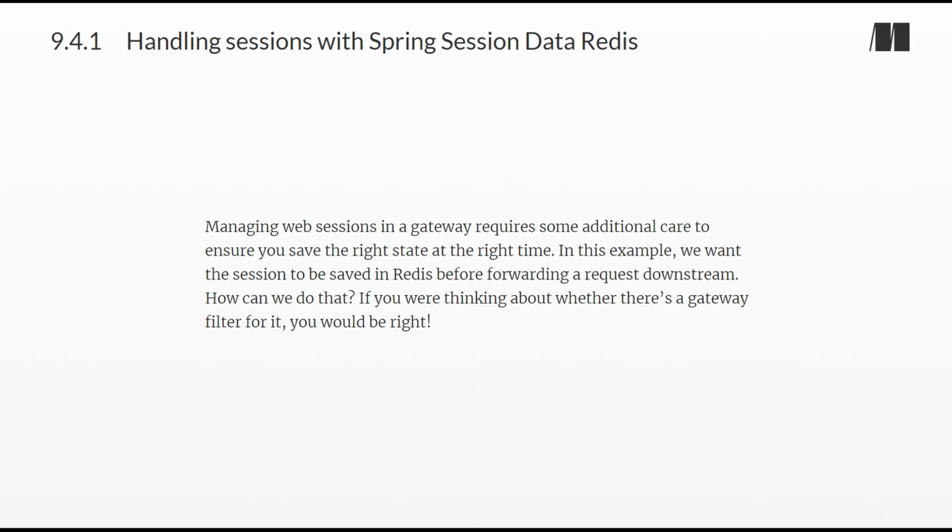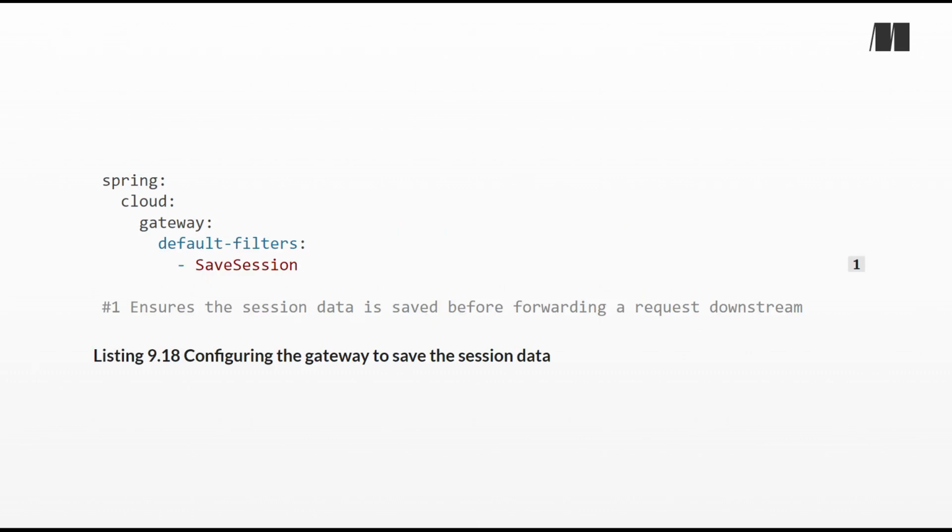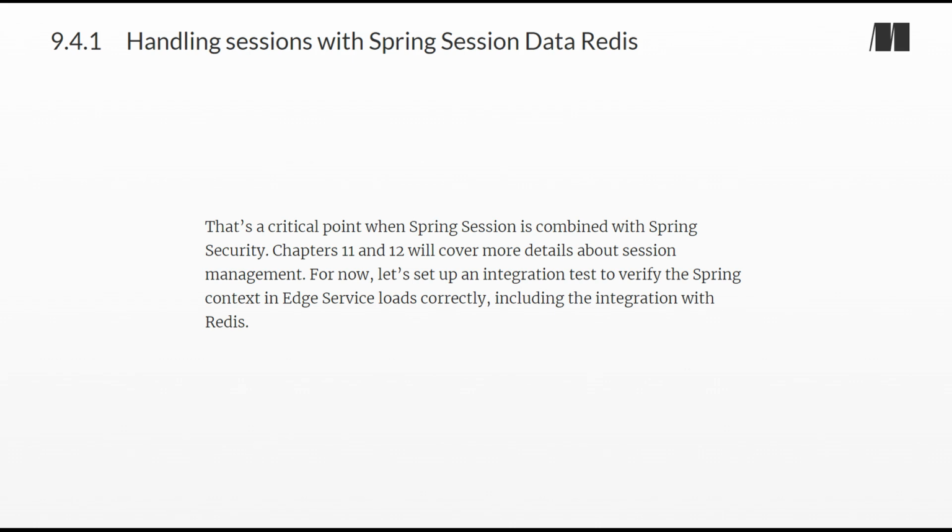Managing web sessions in a gateway requires some additional care to ensure you save the right state at the right time. In this example, we want the session to be saved in Redis before forwarding a request downstream. How can we do that? If you were thinking about whether there's a gateway filter for it, you would be right. In the application.yml file for the Edge service project, add SaveSession as a default filter to instruct Spring Cloud Gateway to always save the web session before forwarding requests downstream. Listing 9.18, Configuring the gateway to save the session data. That's a critical point when Spring Session is combined with Spring Security. Chapters 11 and 12 will cover more details about session management.